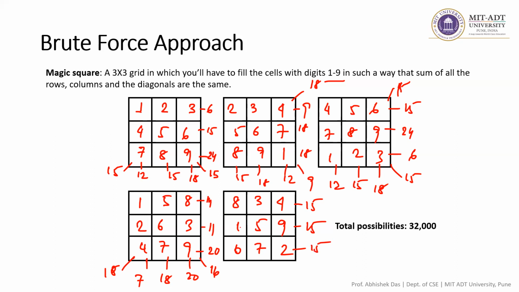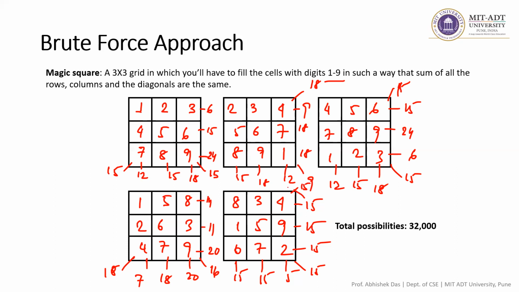Now, 8 plus 1 is 9, 9 plus 6, you are going to get 15. So 5 plus 3 is 8, 8 plus 7 is 15. And 4 plus 9 is 13, 13 plus 2 is 15. Now, if we add the diagonals, then 8 plus 5 is 13 plus 2, 15. And over here again, 6 plus 5 is 11, 11 plus 4, you are going to get 15.